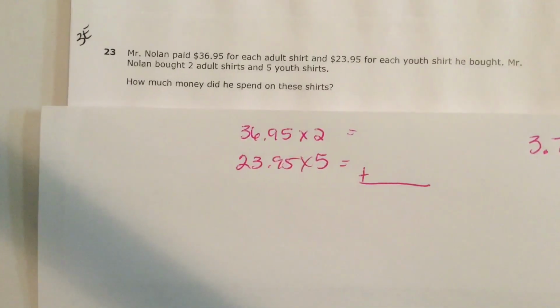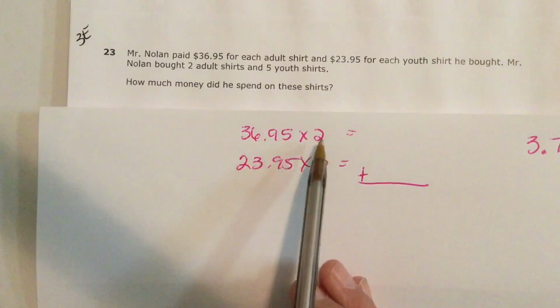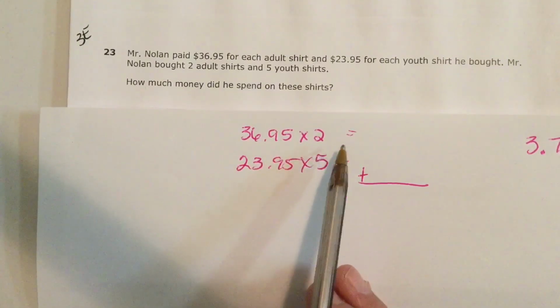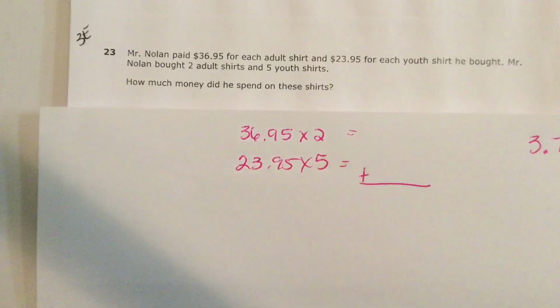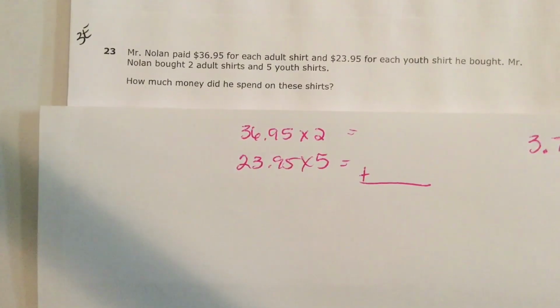It doesn't matter how you wrote it. You could have written it all in words. You could have said $36.95 times 2, and then $23.95 times 5, and then add your 2 answers together. Okay, or the product of both answers together, however you want to put it. But that's how you would solve this problem.